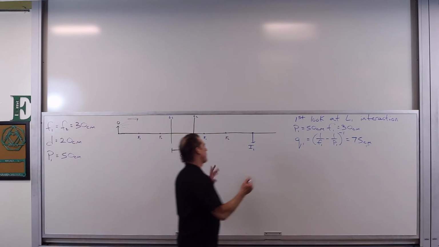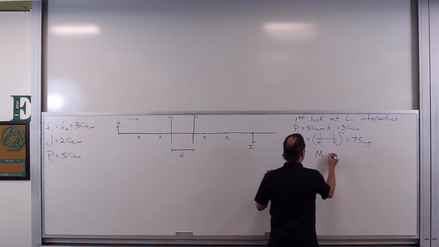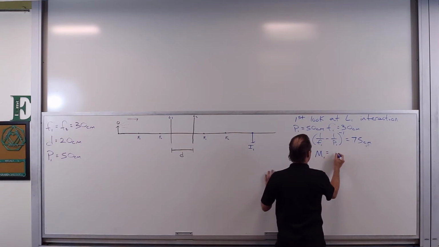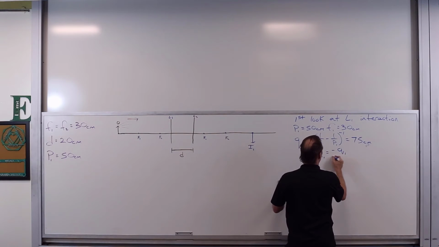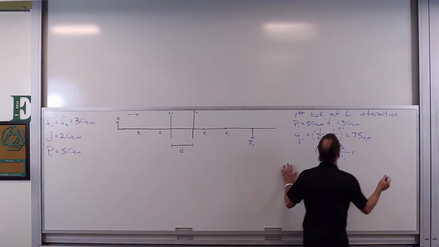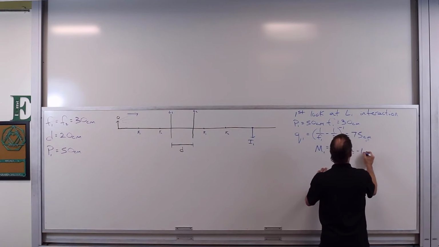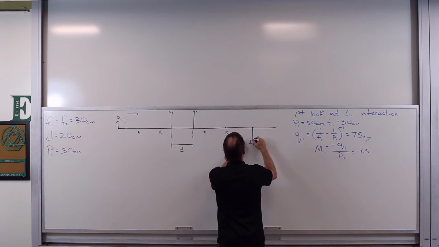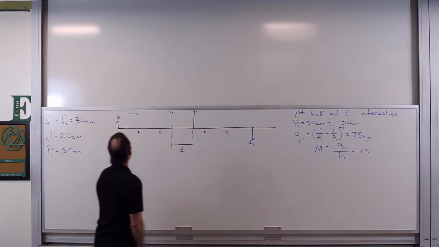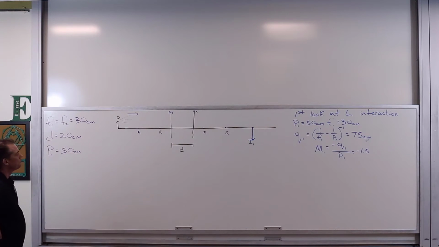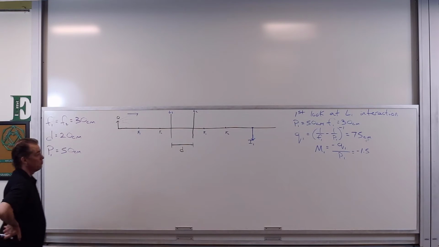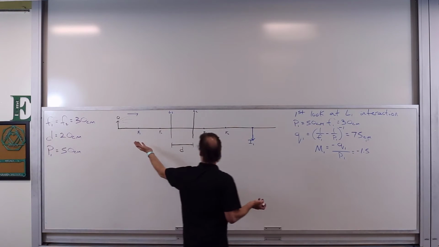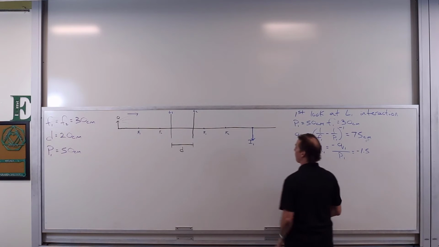We can figure out the magnification of it. Yes, we're going to need it anyway. Magnification 1 is equal to negative Q1 divided by P1, 75 divided by 50, which gives ourselves negative 1.5. So I can make it a little bit bigger. And there we go. So, what do we do from here? Well, that's as far as we can go with this first one. We've got a real image, and it's inverted.